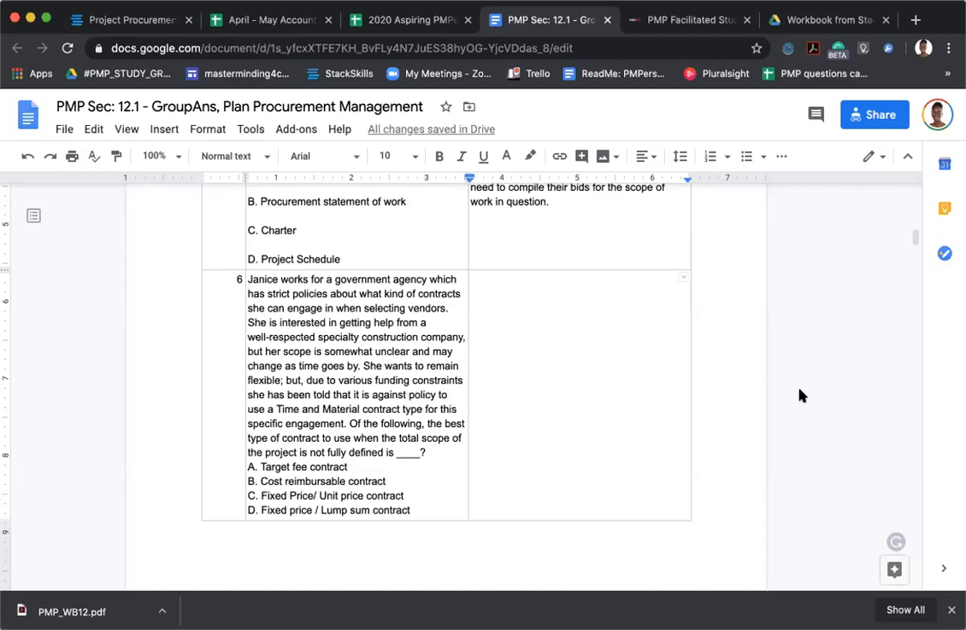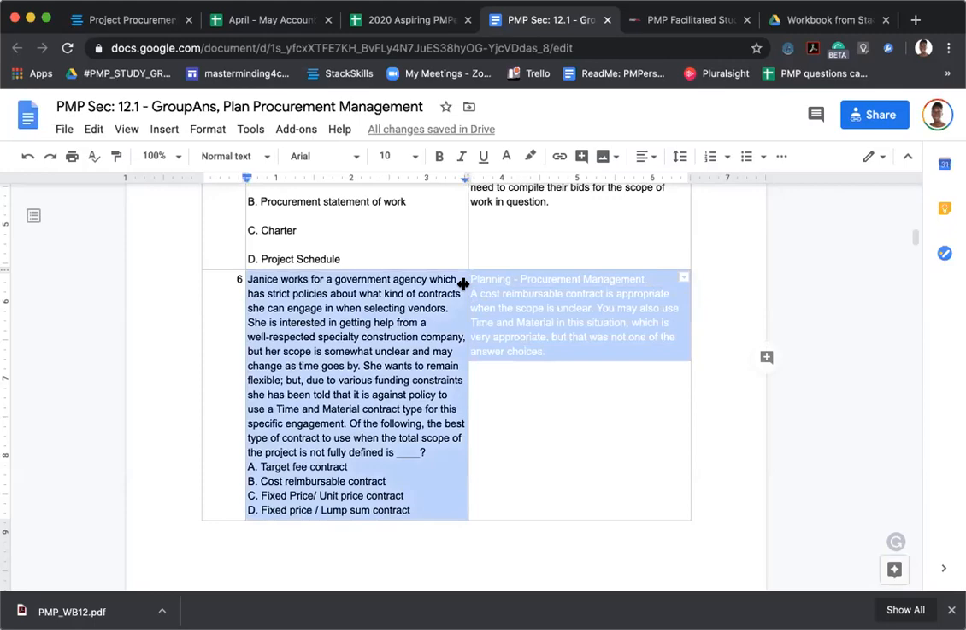I'm just going to guess this one. B, cost reimbursable. Okay. So for some reason I'm thinking it's C, but she wants to remain flexible, but due to various funding constraints, she has been told that it's against policy to use a time and material contract type for this specific agreement. I'm just trying to figure out this time and material. Oh, the best one, maybe it's cost reimbursable. I don't know the answer.